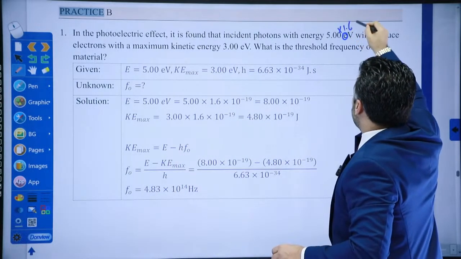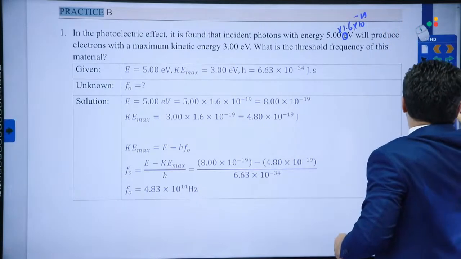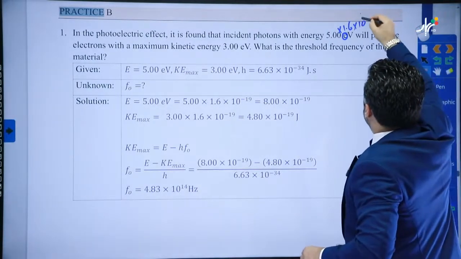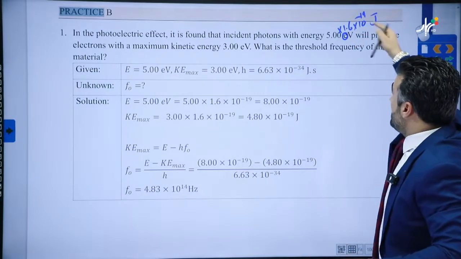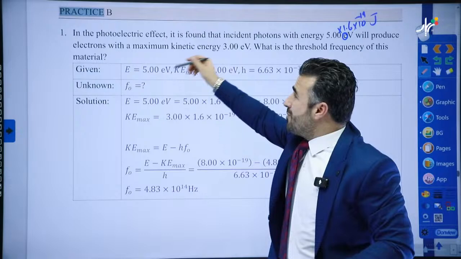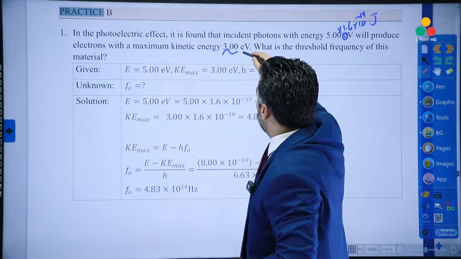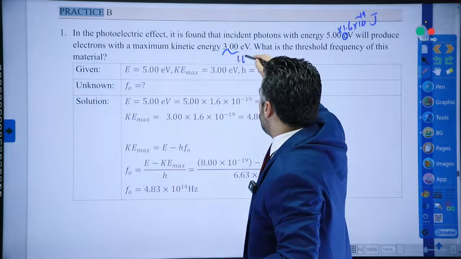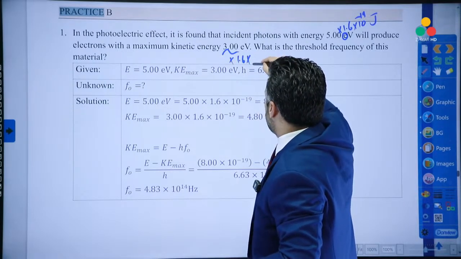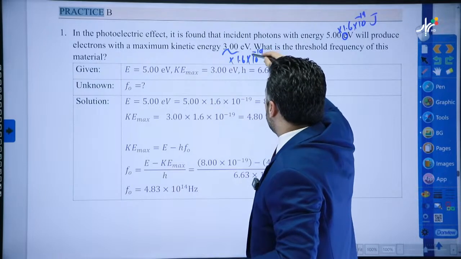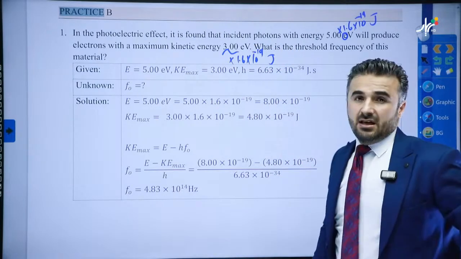Which is multiplied by 1.6 times 10 to the power negative 19. You will be converting electron volt to joules now, and then we'll produce an electron with maximum kinetic energy. So we have the maximum kinetic energy in electron volts again, multiplied by 1.6 times 10 to the power negative 19. You convert the electron volt to joule again. It says, what is the threshold frequency of this material here?